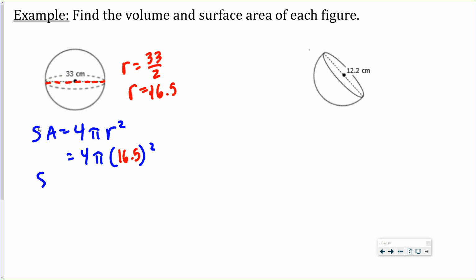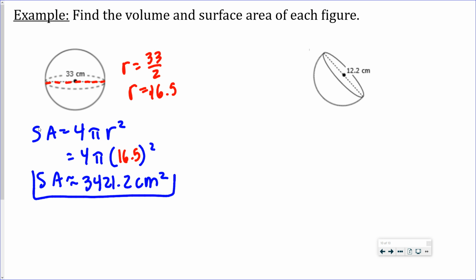So that's all I had to do for that. Crunch that number. You get about 3,421.2 centimeters squared.